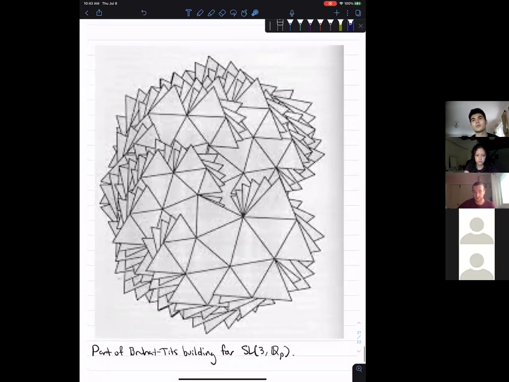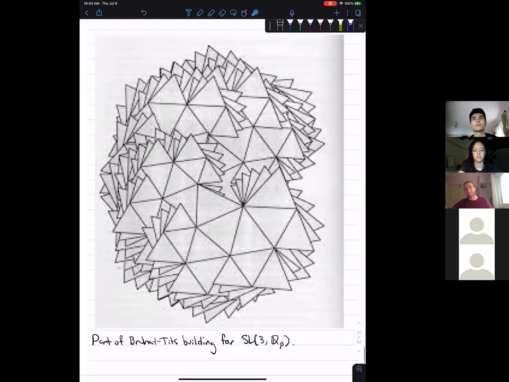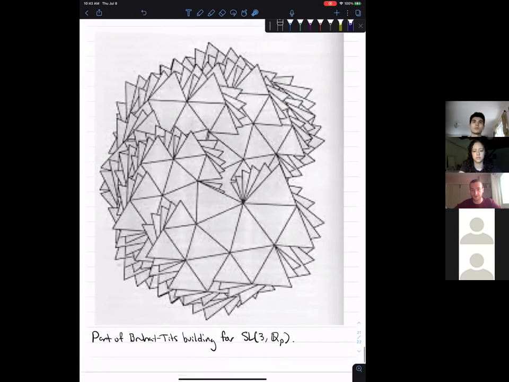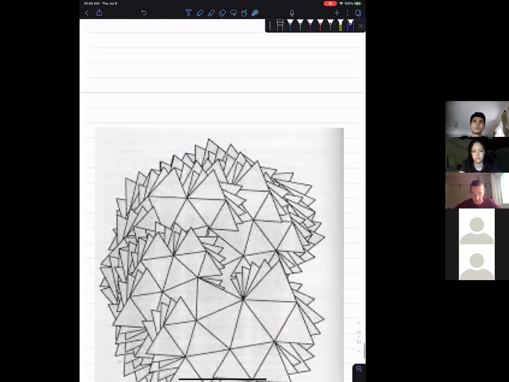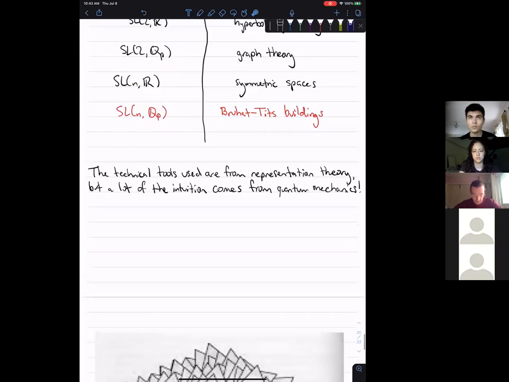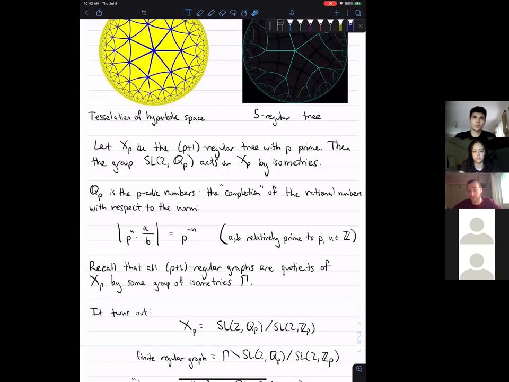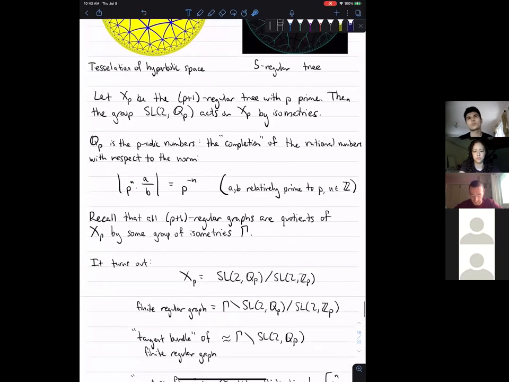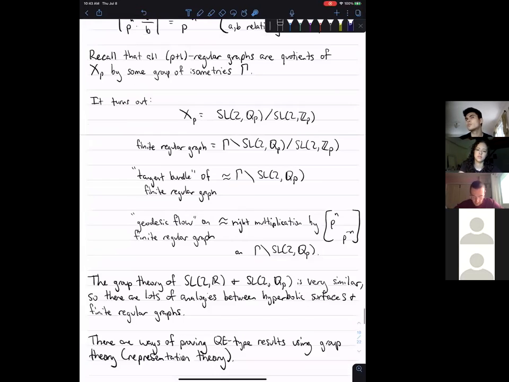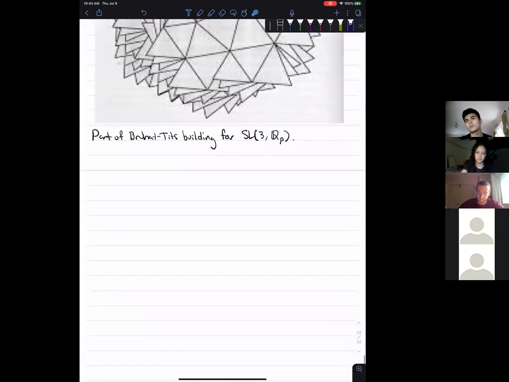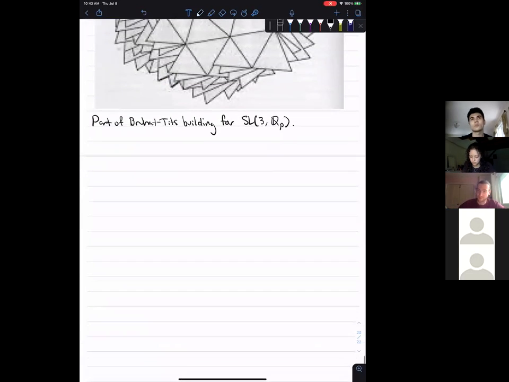This picture? Yeah, so it's not easy to explain, because I didn't explain to you how, like I said up here, that SL2QP acts on the regular tree by isometries. But what's really going on here is, this may or may not make sense.